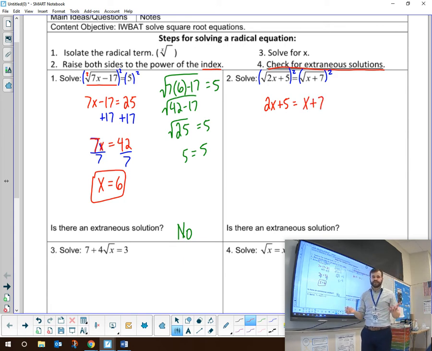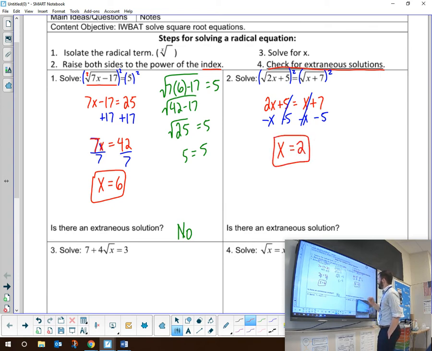Then we just simplify, okay? So I'm going to combine like terms, bring things over. I'm just going to minus x, minus 5, that cancels. 2x minus x is x, 7 minus 5 is 2. So we get an answer of x equals 2.